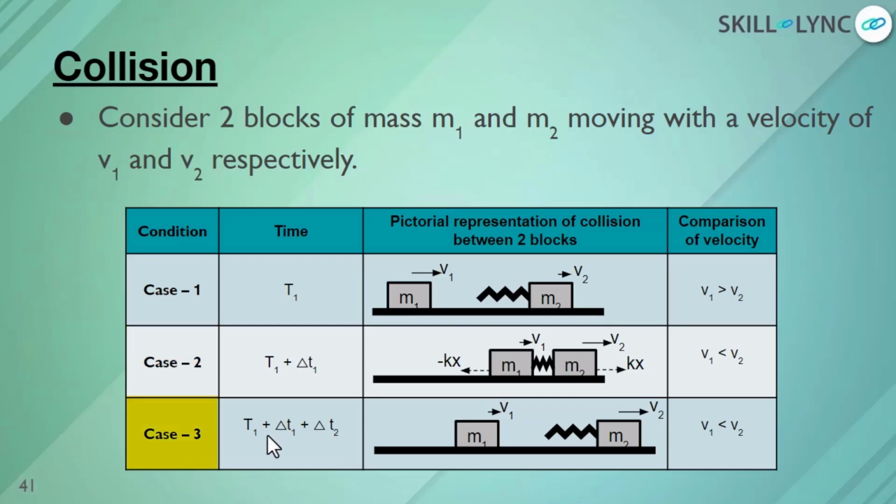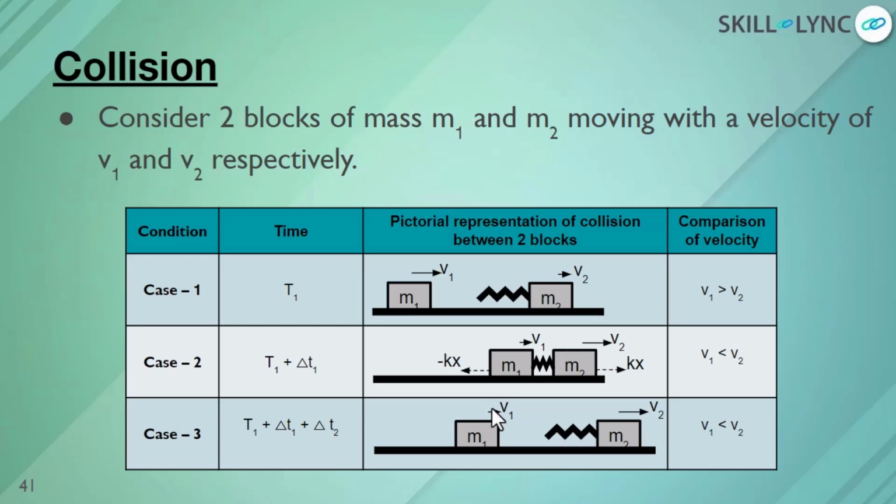Further, going to case 3, at time t1 plus del t1 plus del t2, what would happen is that the spring will exert a force back on object 1. Like we have seen in case 2, the spring was exerting a force, but that force was kx in the positive direction and minus kx in the negative direction. So this minus kx force would exert a force such that the velocity v1 would get decreased, and this plus kx would exert a force on the second object, so that the velocity v2 would increase.